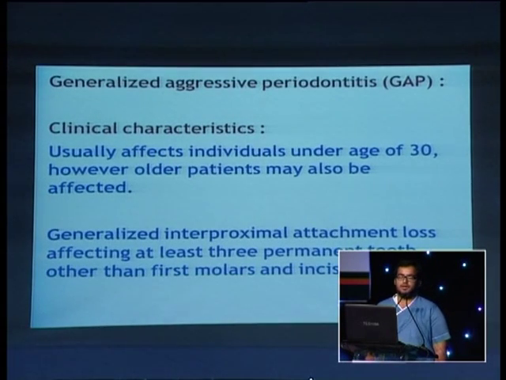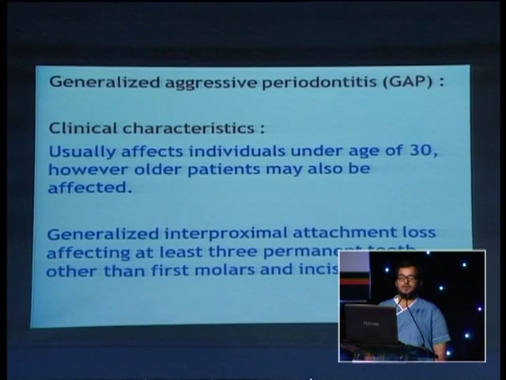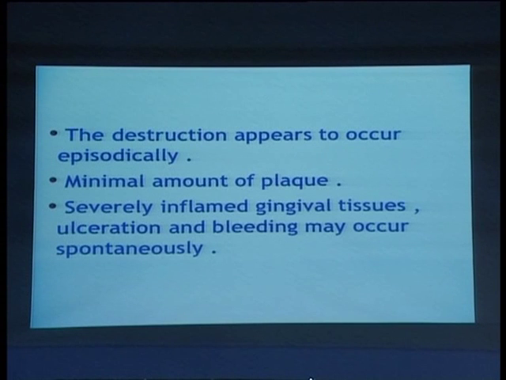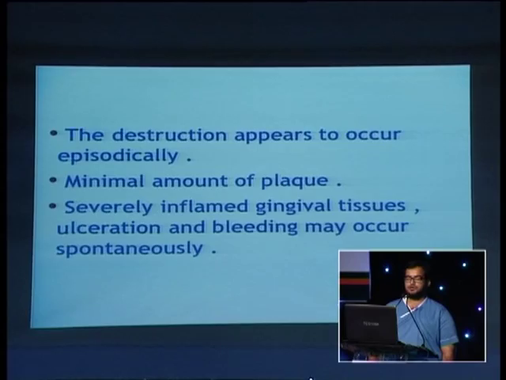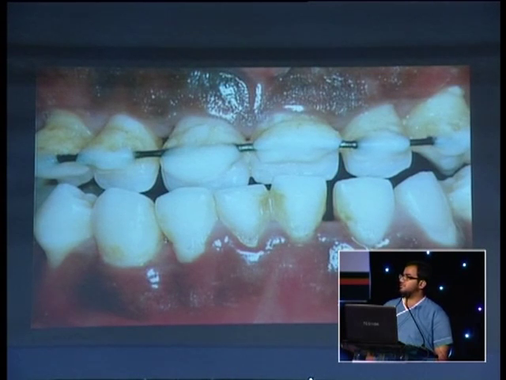The second part, generalized aggressive periodontitis. The clinical characteristics: it usually affects individuals under the age of 30, however, older patients may also be affected. Generalized interproximal attachment loss, affecting at least 3 permanent teeth other than first molars and incisors. The destruction appears to occur episodically, with minimal amount of plaque, severely inflamed gingival tissues, and ulceration, and bleeding may occur spontaneously. This is generalized aggressive periodontitis.